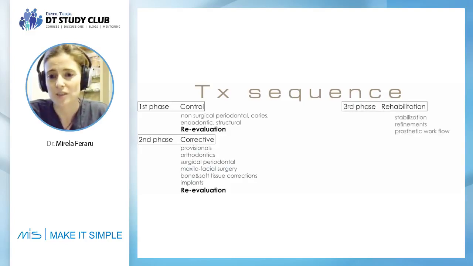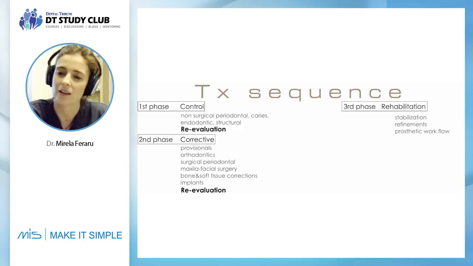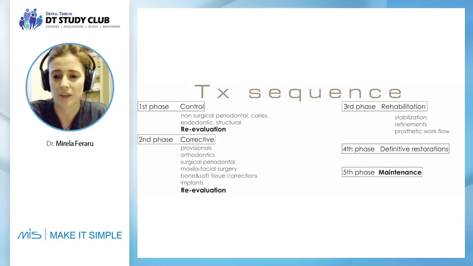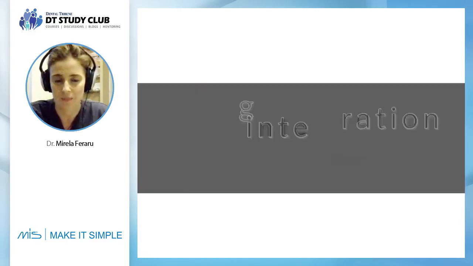The third phase, the rehabilitation, relies on stabilization of the entire oral cavity, the entire structures. Refinements are performed if needed, and a prosthetic workflow is being finalized. And that involves the definitive restorations. And last but not least, a very important phase, which is the maintenance, on which the long-term results of whatever we performed clinically actually depend.